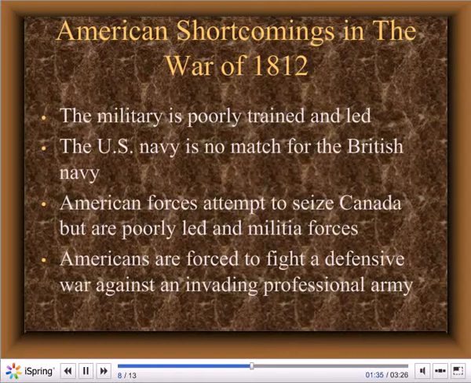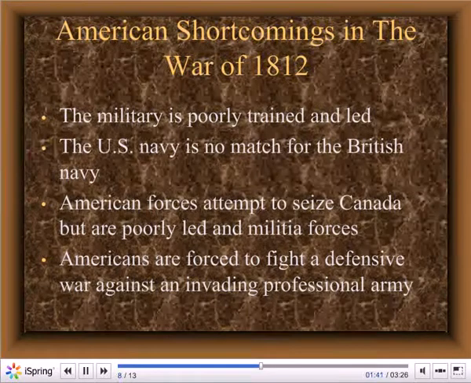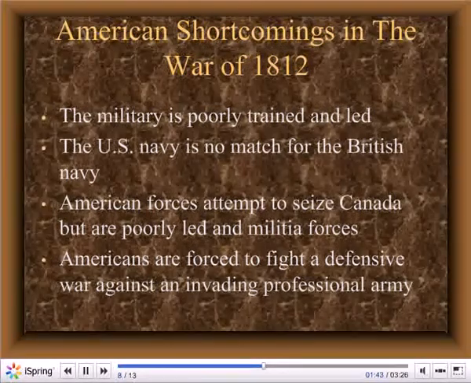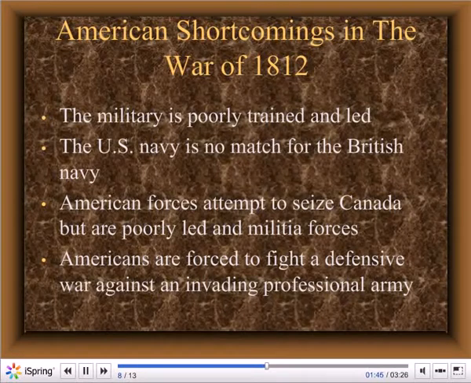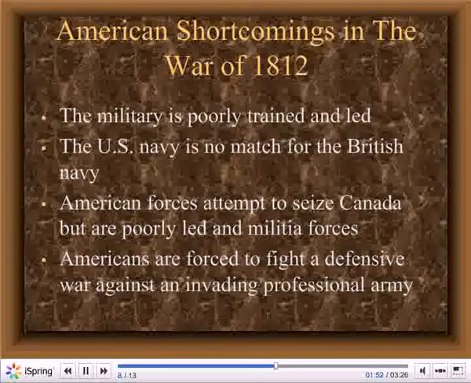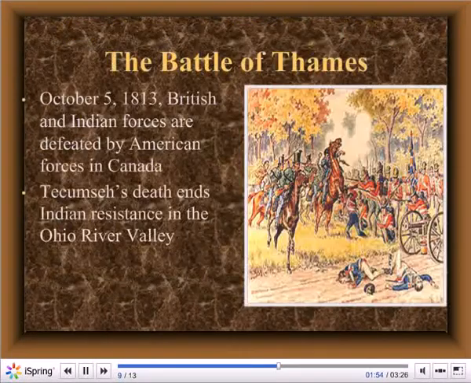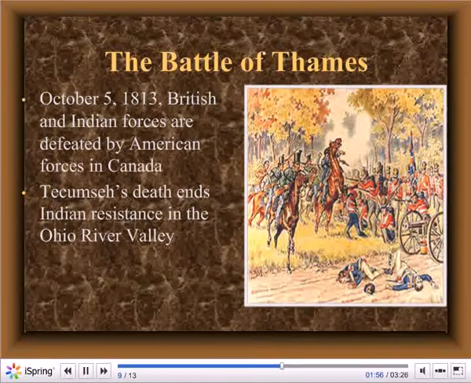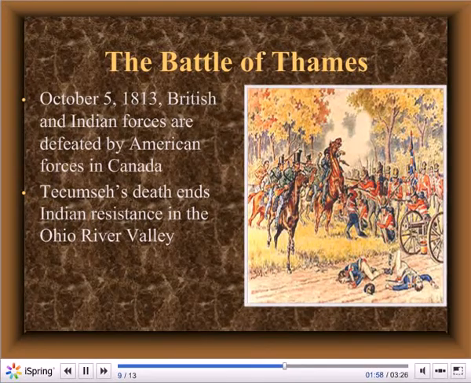America's troubles in the war were that their military was poorly trained and led. The U.S. Navy was not a match for the British Navy. American forces attempt to seize Canada, but they're poorly led. Americans are forced to fight a defensive war against an invading professional army. Instead of attacking, they're defending. This is the battle in which the chief dies and the Indian resistance dies too.